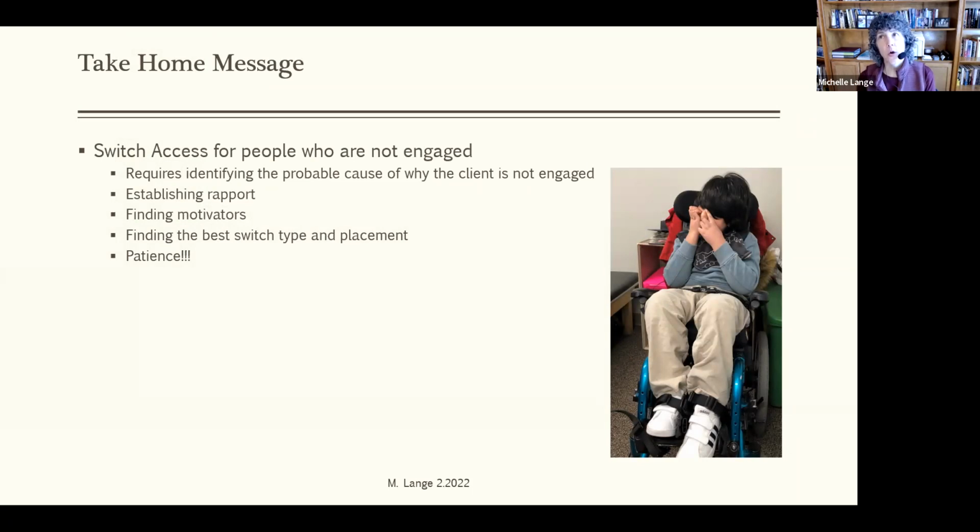So here's our take-home message for today. Switch access for people who aren't engaged: it's important to identify what we think is the cause of why this client is not engaged. Is it cognitive? Is it that I'm not motivated? Is it white coat syndrome? What's going on? Vision.